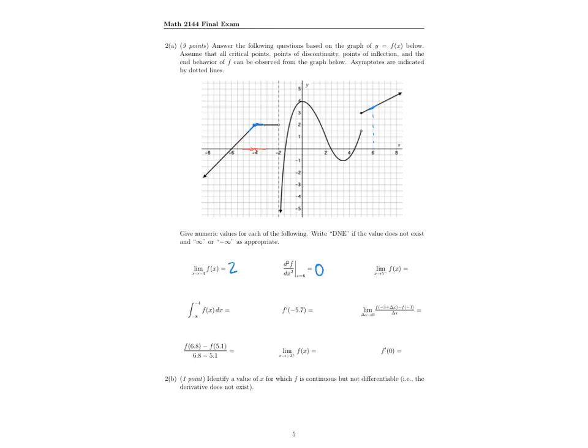This is the limit as x approaches 5 from the left. So as x approaches 5 from the left, that would be this way. And what is my y coordinate approaching? It looks like it's approaching 1.5. So the correct answer there is 1.5.